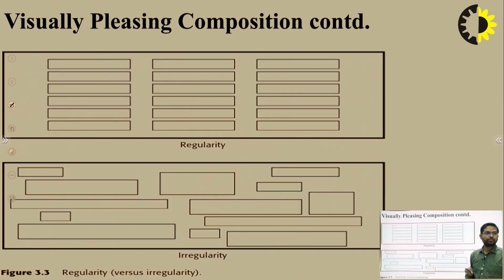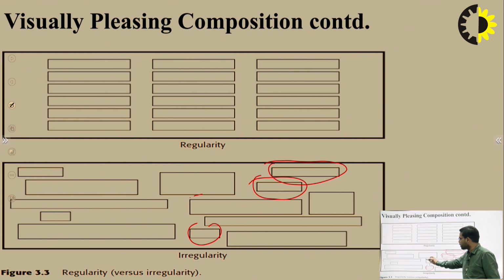For example, these boxes are in regular positions. All boxes are in a regular position, but in the next one the boxes are in irregular positions. One box is here, there are small boxes, and there are large boxes. So that is not a regular composition of screen design.